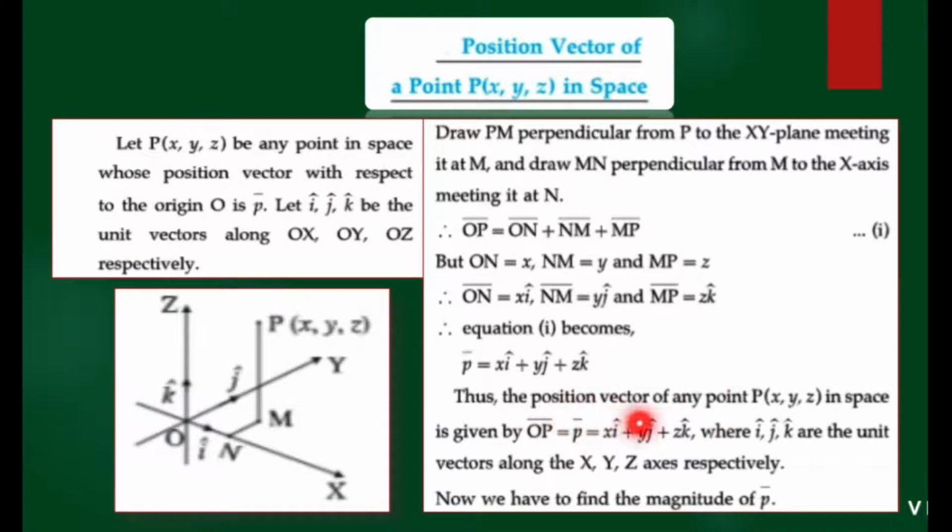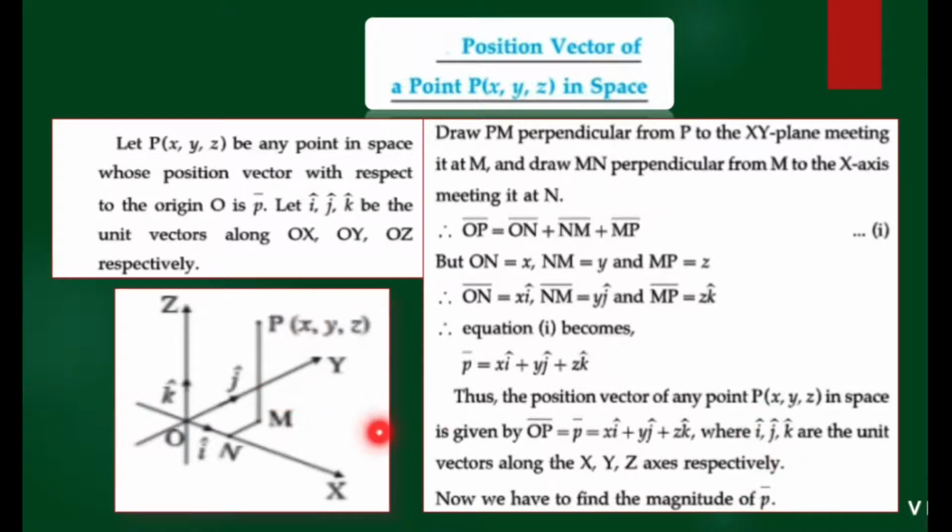Thus the position vector of any point P(x, y, z) in space is given by OP bar, that is vector P bar, equals x i plus y j plus z k, where i, j, k are the unit vectors along the X, Y, Z axes respectively. So these are the unit vectors along the x, y, z axes. Now we have to find the magnitude of vector P.